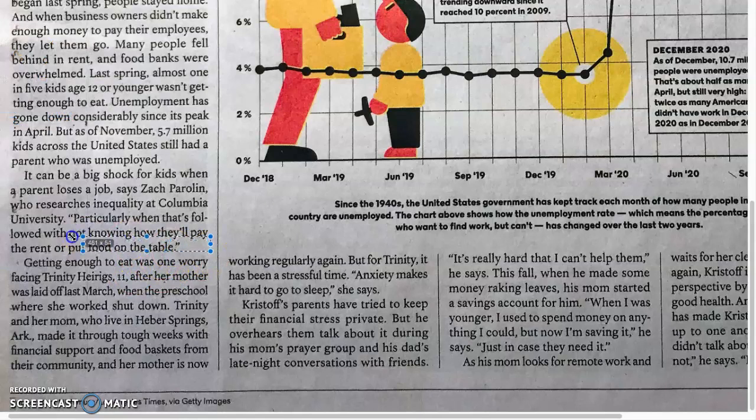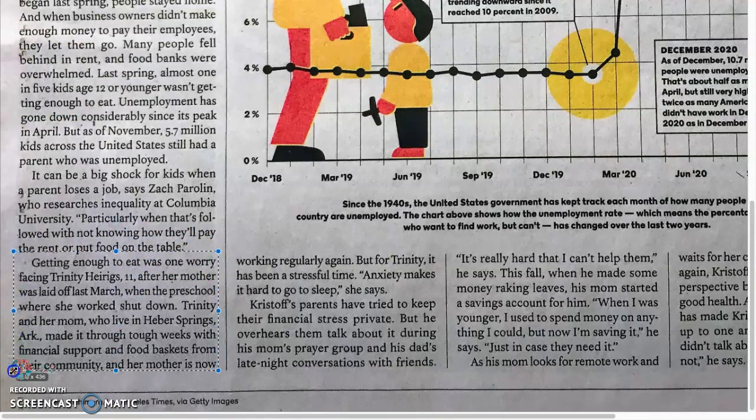Getting enough to eat was one worry facing Trinity Heerigs, 11 years old, after her mother was laid off, means fired from the job, last March, when the preschool where she worked shut down. Trinity and her mom, who live in Heber Springs, Arkansas, made it through tough weeks with financial support and food baskets from their community. And her mother is now working regularly again. But for Trinity, it has been a stressful time. Anxiety makes it hard to go to sleep, she says.